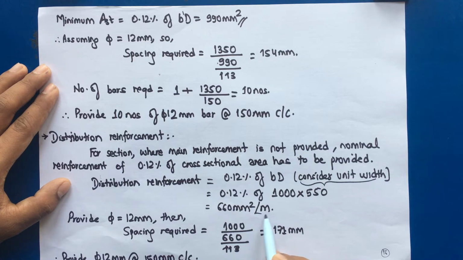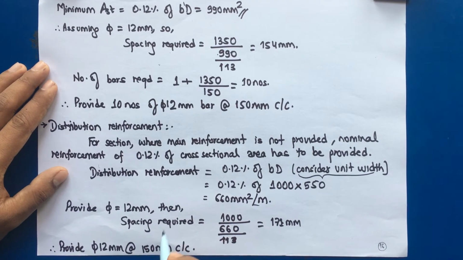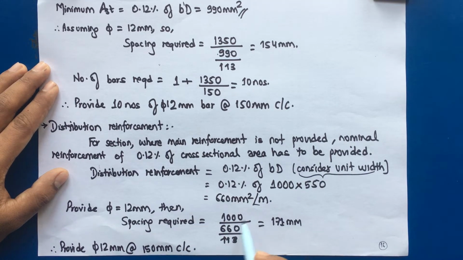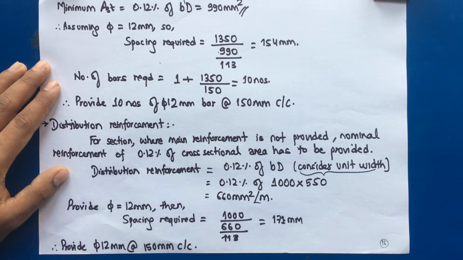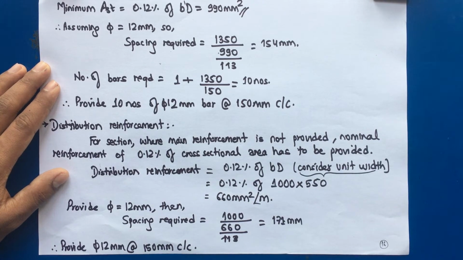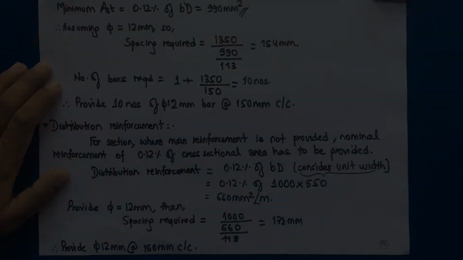Don't get confused with the value per meter, because we are providing unit width. Providing phi as 12 mm, the spacing required will be 1000, unit width, times area of individual rebar divided by 660, area of steel required, which gives 171 mm. Provide 12 mm bar at 150 mm center to center where main reinforcement is not provided. So now let us see the reinforcement details.